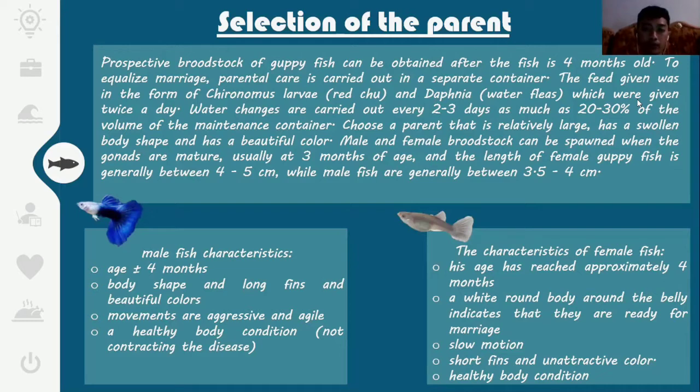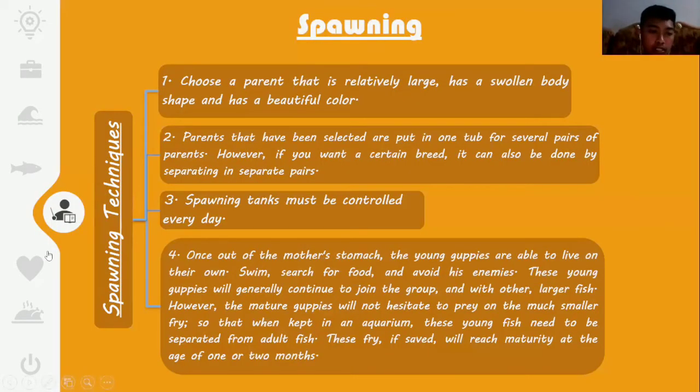Okay, spawning techniques. First, choose a parent that is relatively large, has a swollen body shape, and has a beautiful color. Second, parents that have been selected are put in together for several pairs of parents. However, if you want a certain breed, it can also be done by separating in specific pairs. Third, spawning time must be controlled every day.